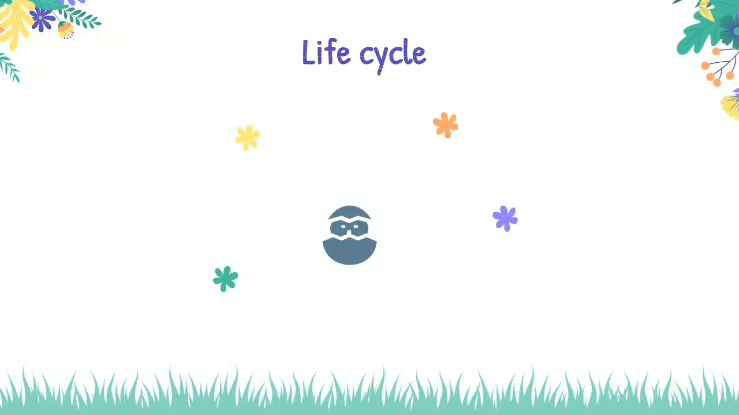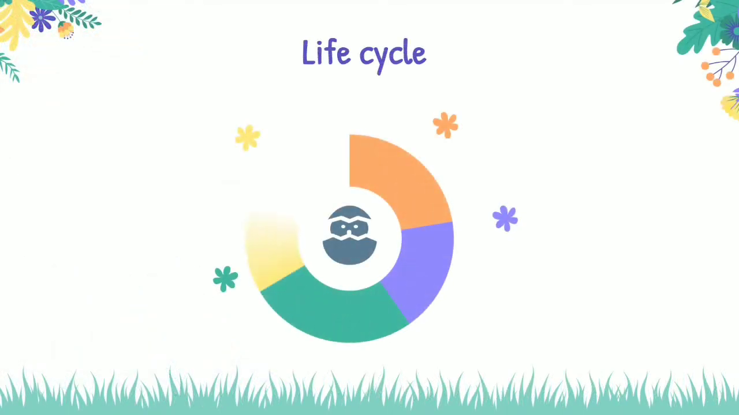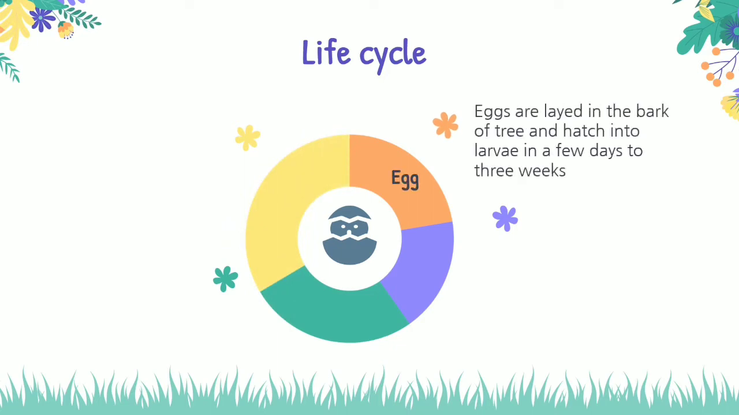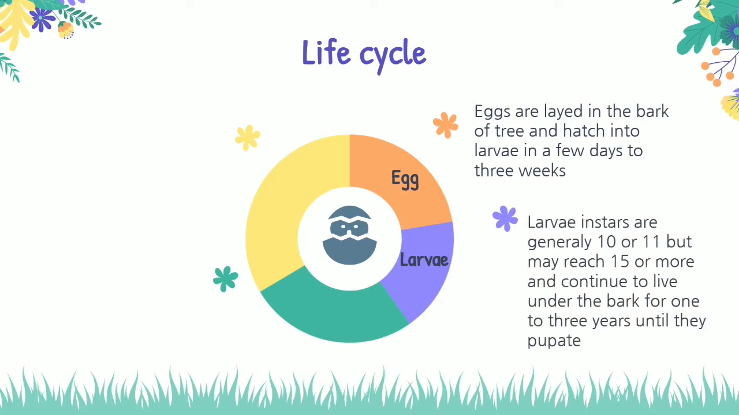Life cycle. Do you guys know? The eggs are laid in the bark of trees and hatch into larvae in a few days to 3 weeks. The larva starts at around 10 or 11 instars, but may reach 15 or more and continue to live under the bark for 1 to 3 years until they pupate.